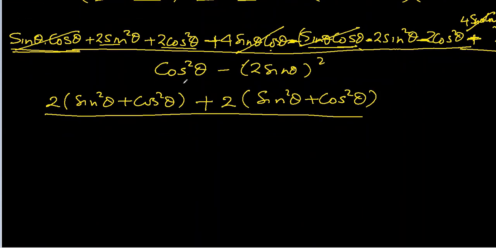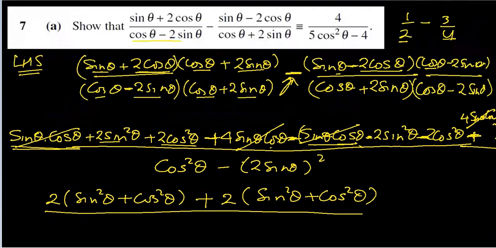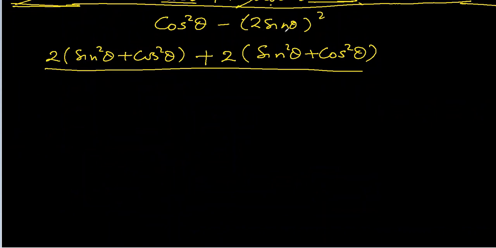Divided by cos square theta. Okay, let's see the target. What is the target? Target is cos square theta. That means sin square theta should go. This sin square theta should go. So cos square theta will remain cos square theta minus, it will become 4 sin square theta. Yes? If I look at this, 4 sin square theta.